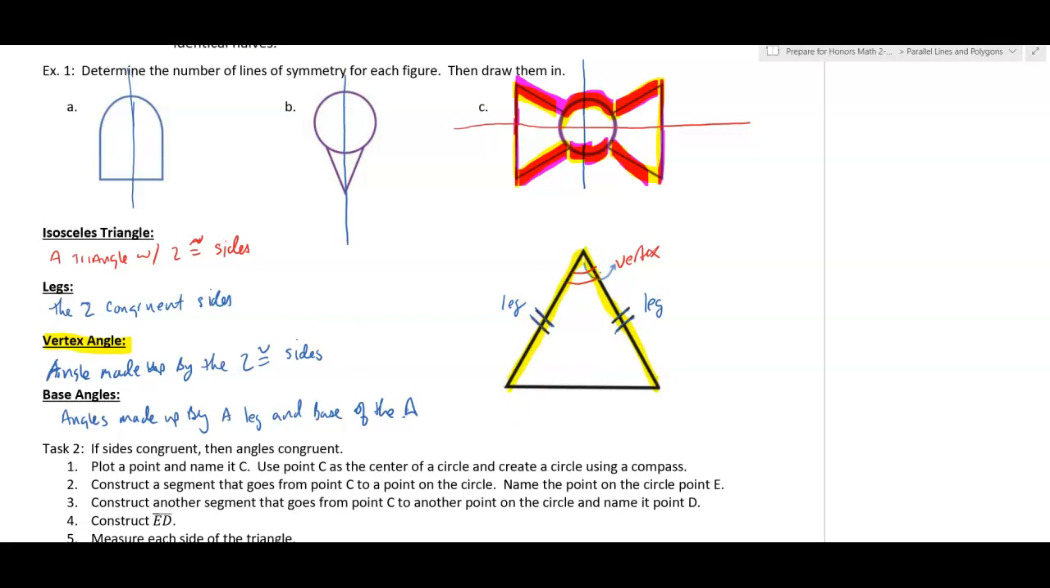Now what you have to understand is the third side, or the side that's not congruent to anything, is the base. And when you look at the base, base angles are angles made up by a leg and the base. So we would say this is a base angle and this is a base angle. And that's going to be important down the road.